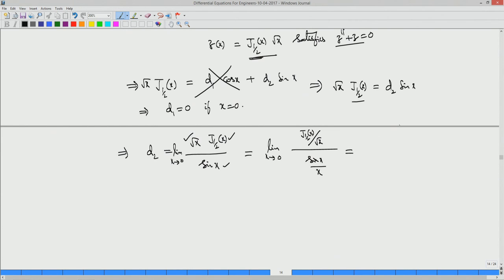Now you see that at the bottom, this limit goes to 1, and this goes to simply 1. What is the value? This you have to calculate. So, this is actually equal to the limit of J half of x by root x as x goes to 0. So, we will find what that J half is. So, 1 by root x J half of x is actually equal to, what do you get?